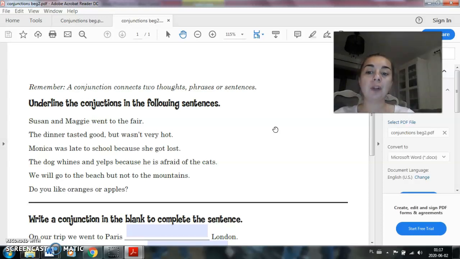Susan and Maggie went to the fair. Which word connects two thoughts, two phrases or sentences? And, connect. The dinner tasted good, but wasn't very hot. Which one shows you the contrast? But. Well done. And so on and so on. So that's the first worksheet.